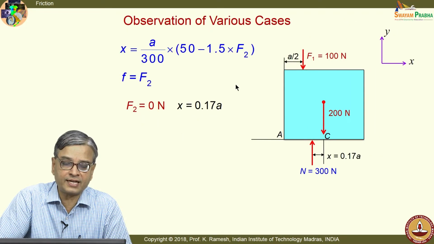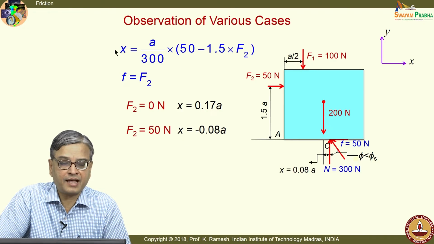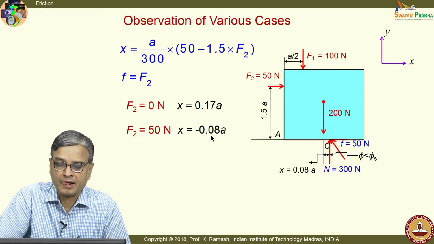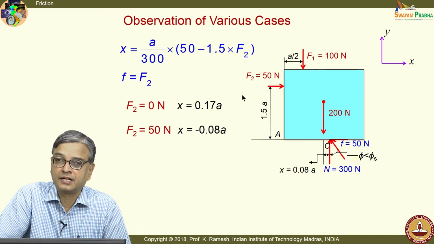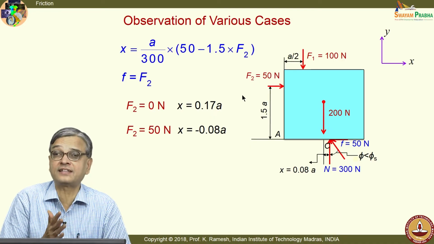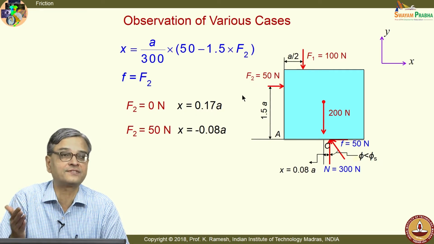Suppose I have F2 as 50 newtons. When I use this expression for x, that gives me x equal to minus 0.08a, and from the way we have labeled x, I put it on the right side. The diagrams are not to scale, they are only illustrative. So, it is at a distance of 0.08a, and the frictional force is equal to the applied force. It has not reached the maximum value, you have to recognize that. Once it reaches the maximum value, the block begins to slide if the force is increased further.